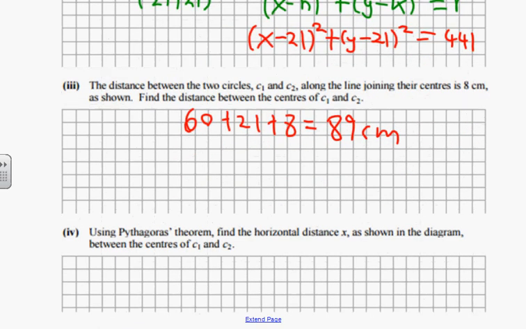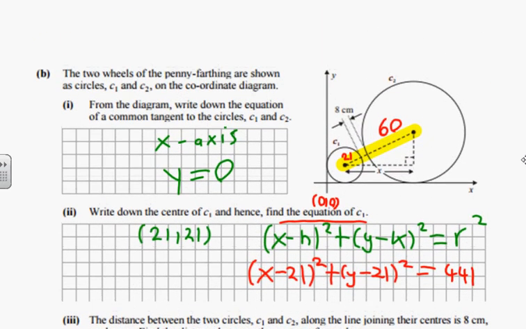Lads, next order of business is use Pythagoras' theorem. You shouldn't even need me to tell you that. Find the horizontal distance x, as shown in the diagram, between the centres of C1 and C2. We know that's 89 now. I want you to find out the distance x here. I have no angles. Is there any way I can get the green length here? Anybody have any ideas? 60 minus 21. Where did Paddy get that from? 21 from here to here, 60 from here to here. It's still a 21 when you bring it across like a rectangle. That makes the other one 39.